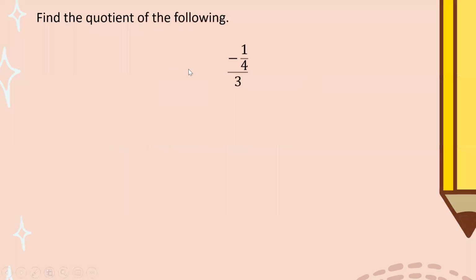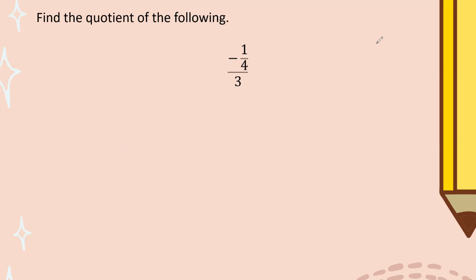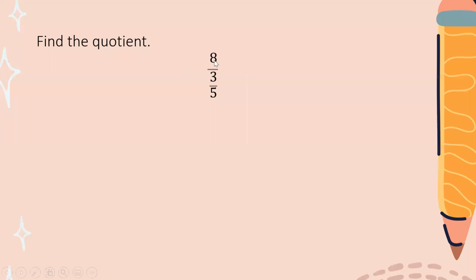In this example, we have -1/4 divided by 3. So I'm going to use the division rule again to find the answer. So I have -1/4 divided by 3, and this is going to be equal to -1/4 times the reciprocal of 3, which will be 1/3. Now I multiply, and my answer is -1/12. Let's go ahead and continue to the following example.